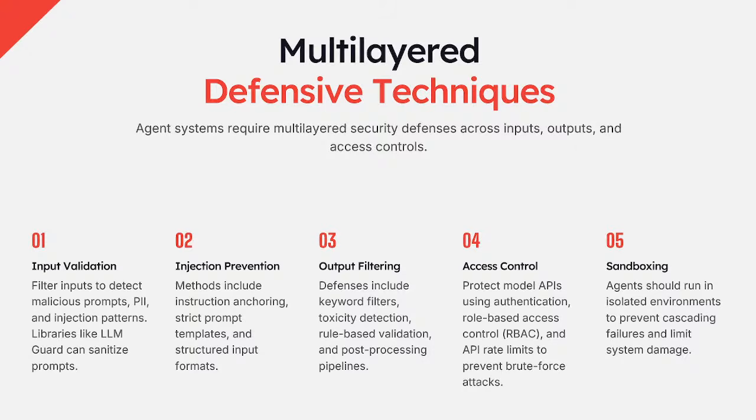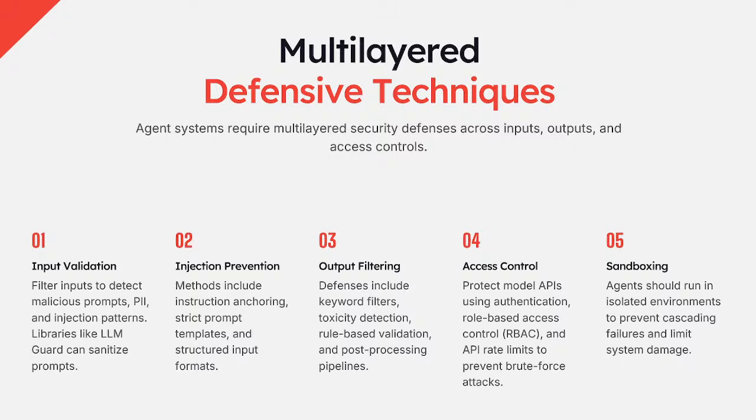So input validation: filter inputs to detect malicious prompts, PII, injection patterns. Libraries like LLM Guard can sanitize prompts. So make sure you sanitize prompts, make sure you redact PII, and encrypt what needs to be encrypted. Two, injection prevention. So methods include instruction anchoring, strict prompt templates, and structured input formats. So all this can be implemented into the system to make sure prompt injection is prevented even from the LLM.